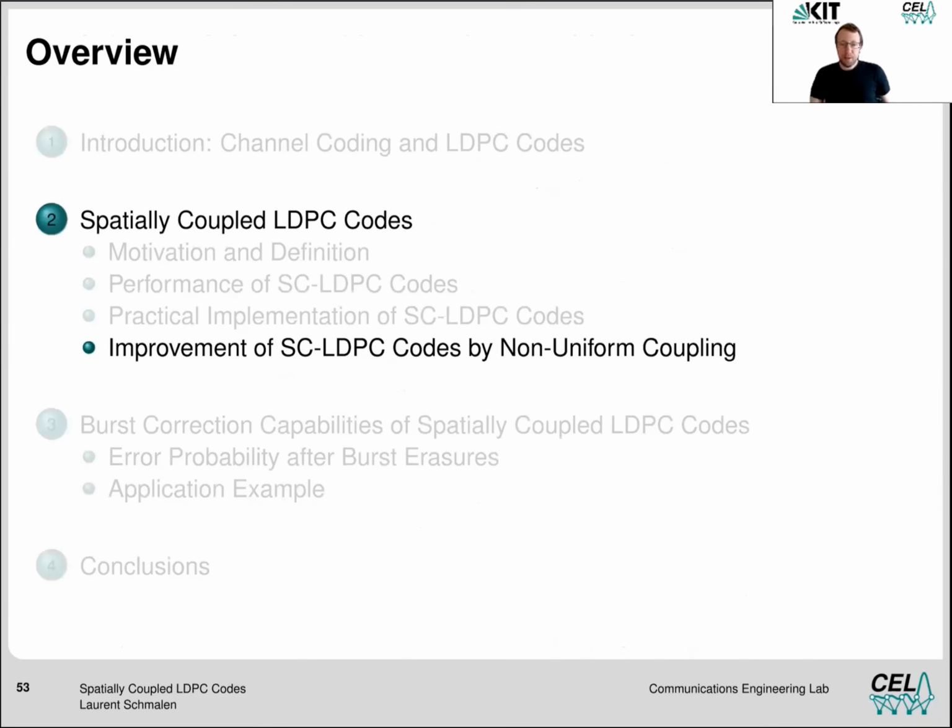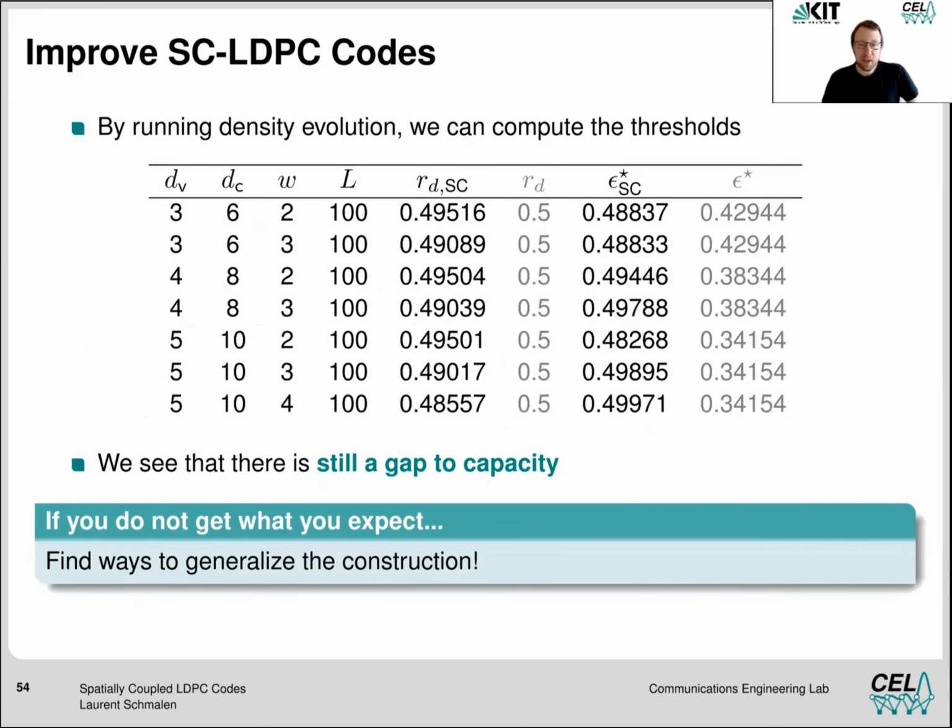So how can we improve these codes? Well, one possible improvement is something called non-uniform coupling. We saw that when we're looking at the thresholds that we computed, there was still a gap to capacity. So how can we close this gap? Well, if there is a gap and our construction is limited, we should always find ways to generalize our construction. Generalization always gives us more possibilities in getting gains that we probably didn't have before. So how can we get this generalization?